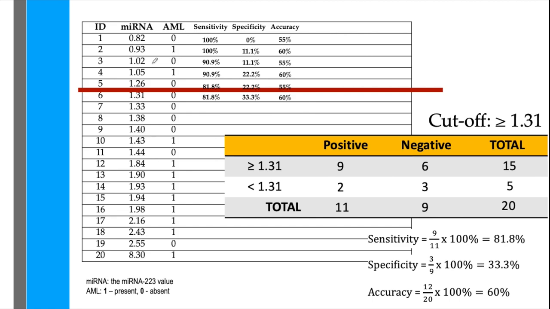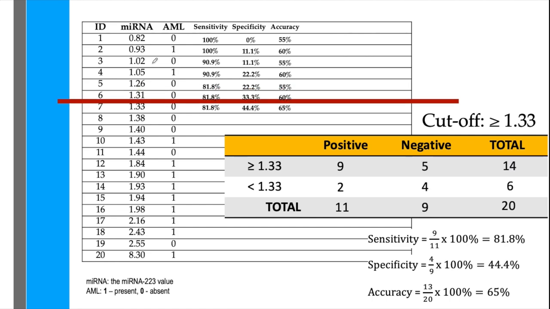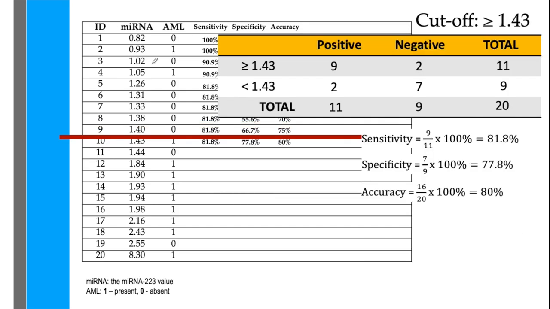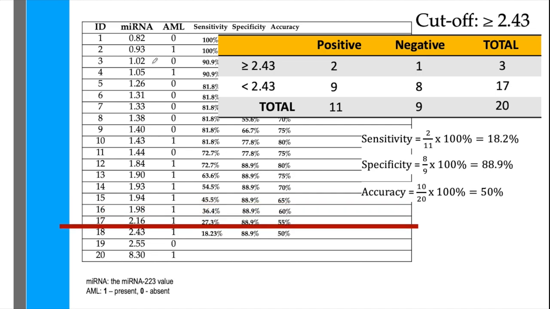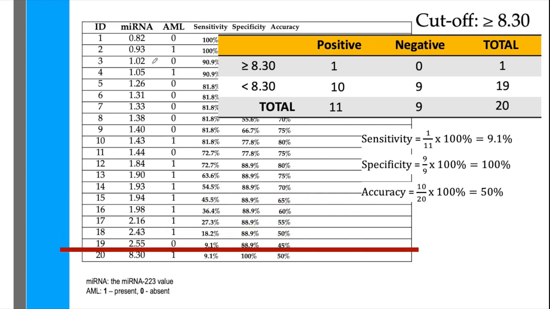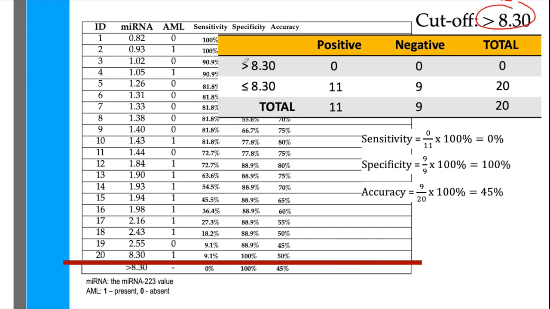Now, we may continue with the other cutoffs using the same procedures, and we're going to arrive with these values of sensitivity, specificity, and accuracy. On the last part, after reaching the last one, which is 8.30, we're going to add a cutoff of greater than 8.30, in which obviously none of the patients have microRNA-223 of greater than 8.30 since the last one is 8.30, and all of the 20 patients have microRNA-223 of less than or equal to 8.30.